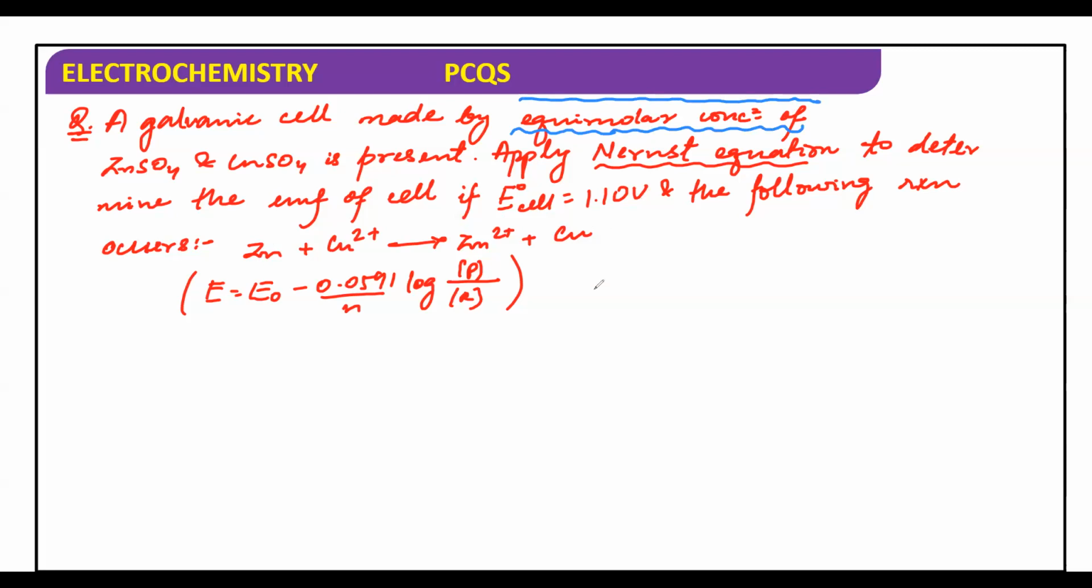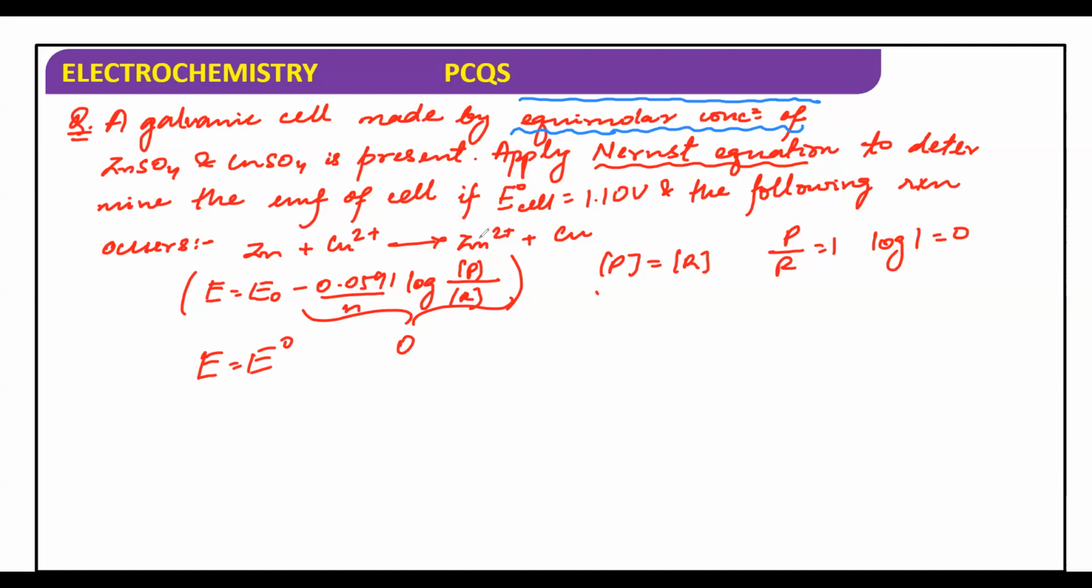Not very problematic. So when the concentration of product will be equal to the concentration of reactant, then we can say that product upon reactant will be equal to 1 and log 1 will be equal to 0. This whole segment will become 0, and E will be equal to E naught. Okay? So be ready for this type of question also.